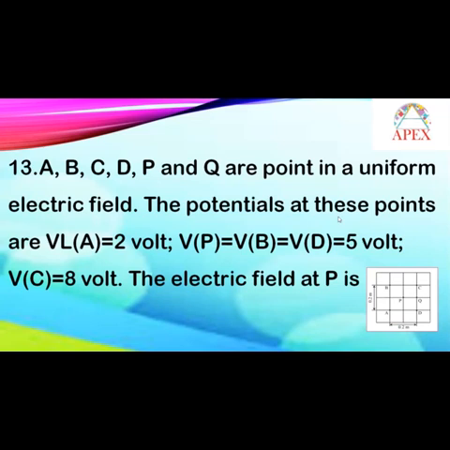Question number 13. In the diagram, it is given A, B, C, D, P, and Q are points in a uniform electric field. That means at every point here, electric field is uniform. At point A, potential is given 2 volt. And at P, B, D, at these 3 points, potential is given the same. And at this point, potential is 8. That means you can observe here at these points, potential is the same.